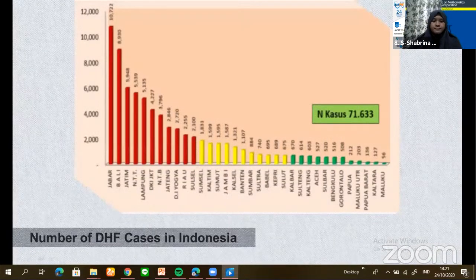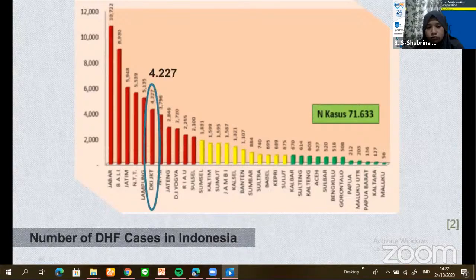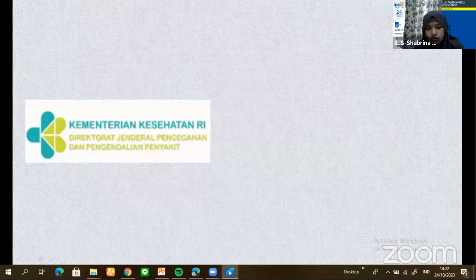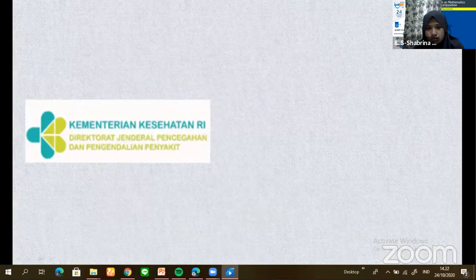The number of dengue incidents in 2020 for each province in Indonesia is illustrated by this picture. It can be seen in the picture. DKI Jakarta has the 6th highest dengue incidence number, which reached 4,227 cases. To optimize the prevention effort and handling dengue cases that has been done by government, it is necessary to predict dengue incidence in the future.